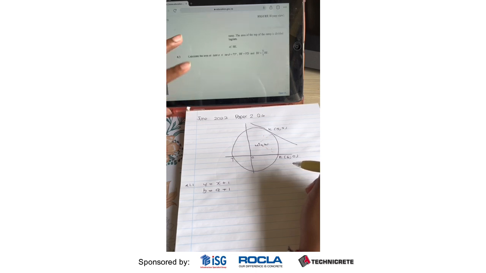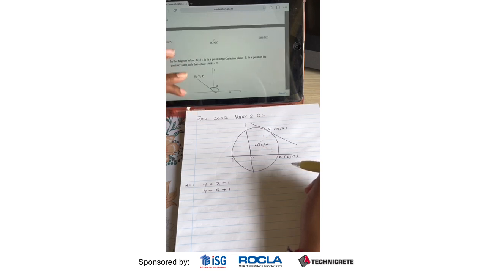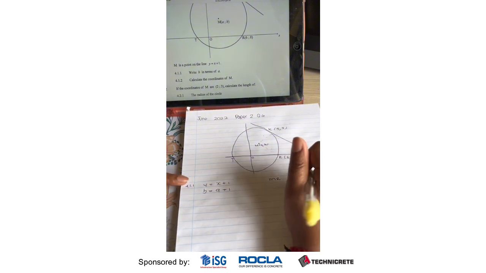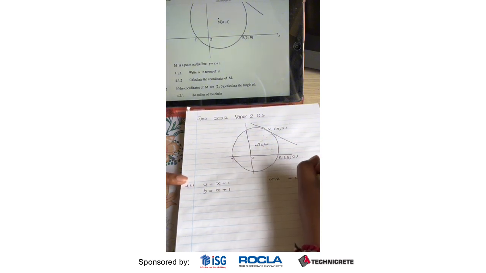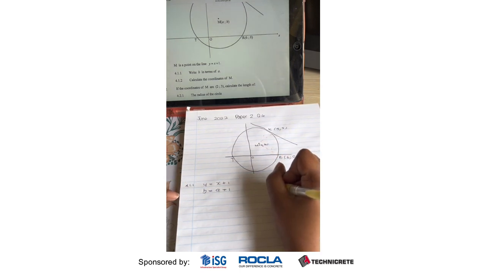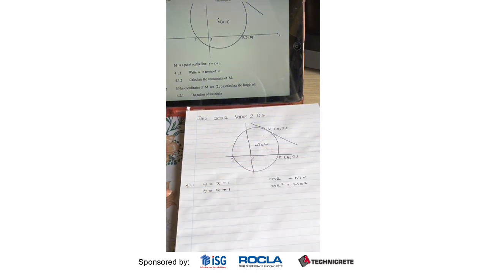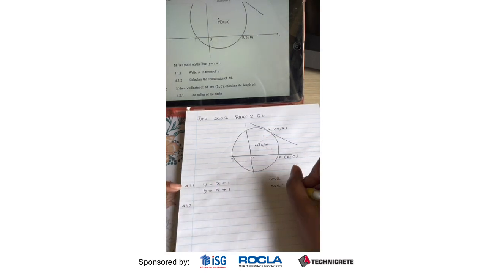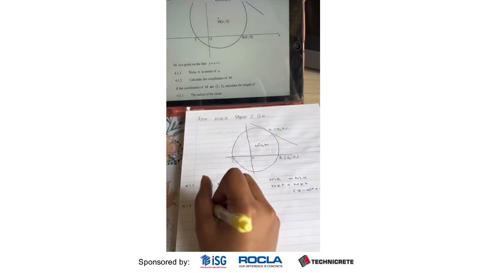Let's go back up. Let me just revise what I just said. I said that MR is equal to the radius and also MK, but we want to use the distance formula. To use the distance formula, we need to square them because we want to calculate the radius squared. That is how we calculate the distance. And we know that the formula is x minus a squared plus y minus b squared is equal to r squared. So let's do that.